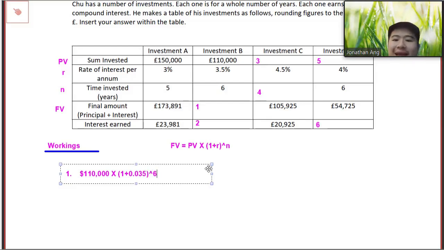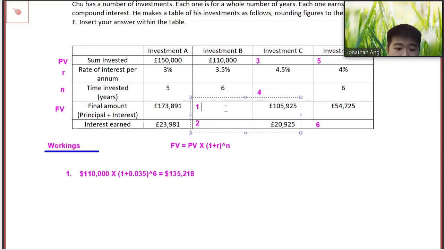The question didn't say anything about compound quarterly or compound monthly, nothing. We just assume it's compounded yearly. That's why I didn't make any adjustments to my percentage. So calculate your figure: 110,000 multiplied with 1.035 to the power of 6. I actually get 135,218. So that is my first answer, 135,218.